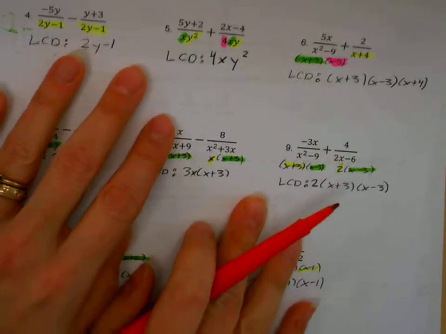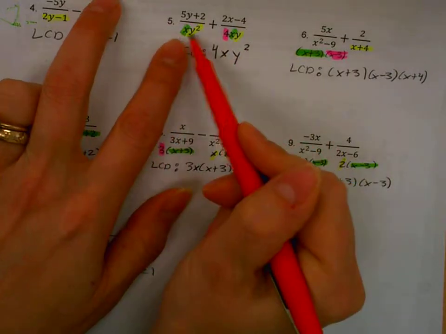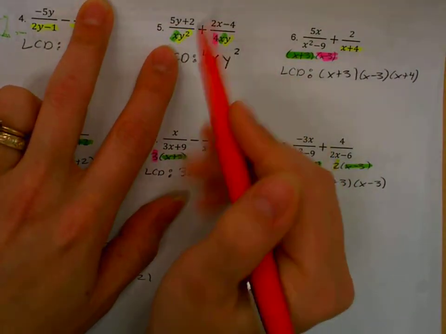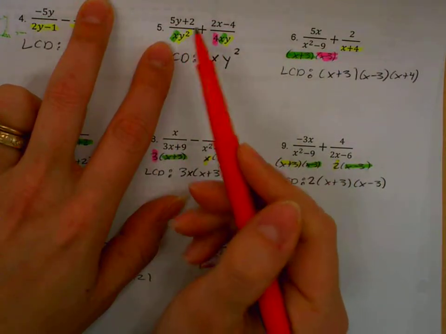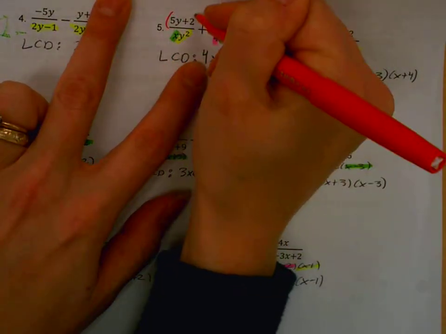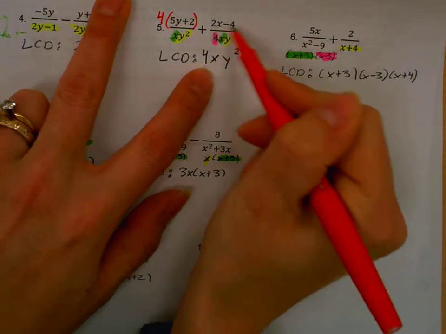So on 5, my least common denominator was 4xy squared. I look down here for what am I missing? What is missing from my least common denominator? Well, I'm missing the 4. I have the x, I have the y squared. That's what I'm going to multiply the top by. And I do the same thing here.